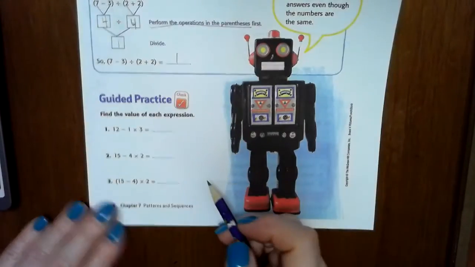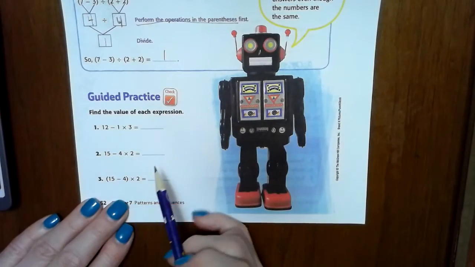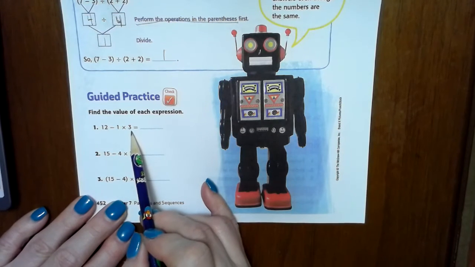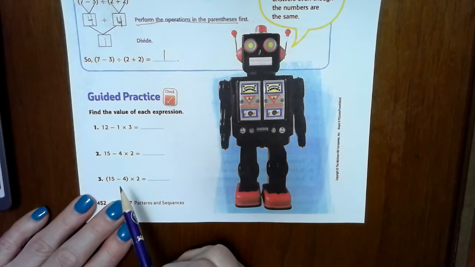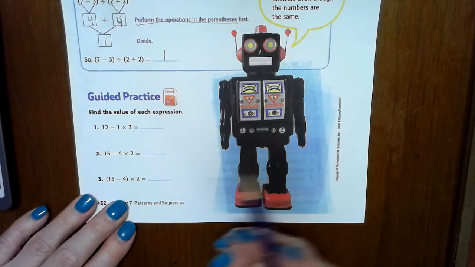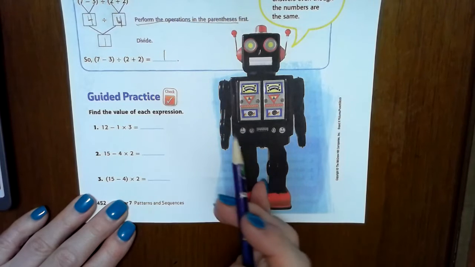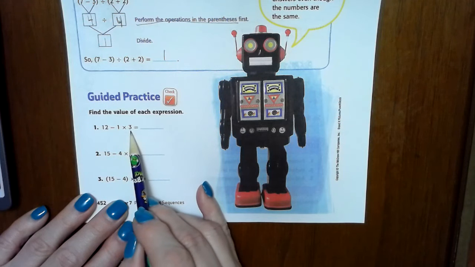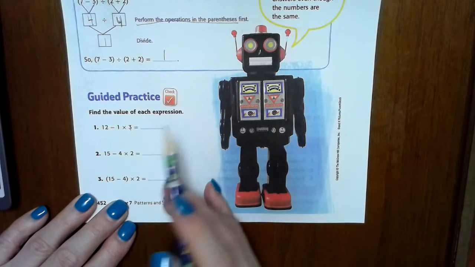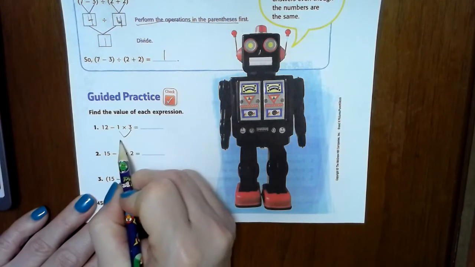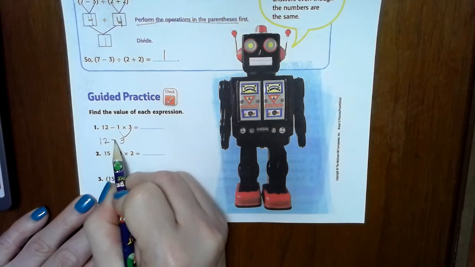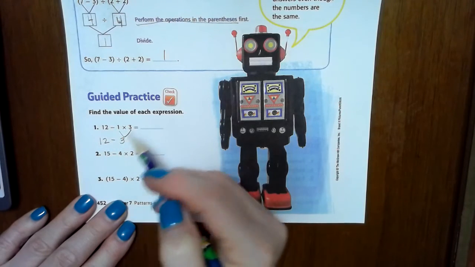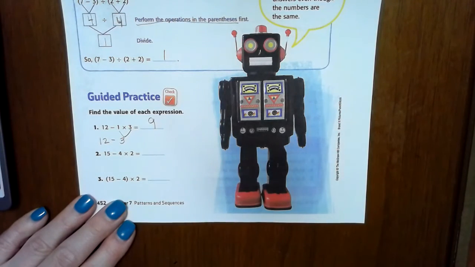All right, so some guided practice here. It says find the value of each expression. Okay, so let's look at this problem. First thing we do is parentheses. No parentheses, right? Second thing we would do is exponents, but we don't have any exponents. So the next thing we do is look for multiplication or division. And we see it right here. So that means that's what we're going to do first. 1 times 3, and that equals 3. So now our problem is 12 minus 3. And we can go ahead and do that subtraction because it's the only thing left, and our answer is 9.